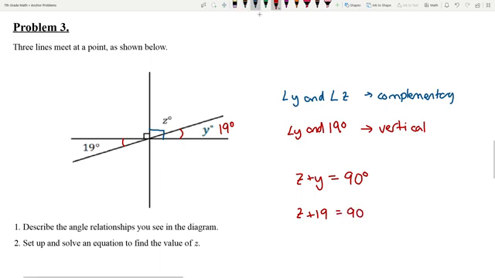And now to solve this equation, all we have to do is subtract 19 from both sides of it. Ooh, that's going to be awkward if I used that one. Let's use this one. Z equals 71 degrees.